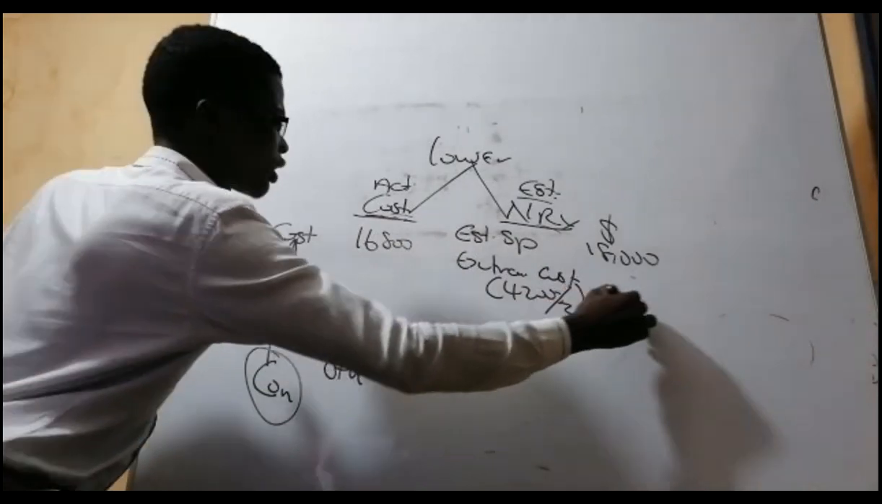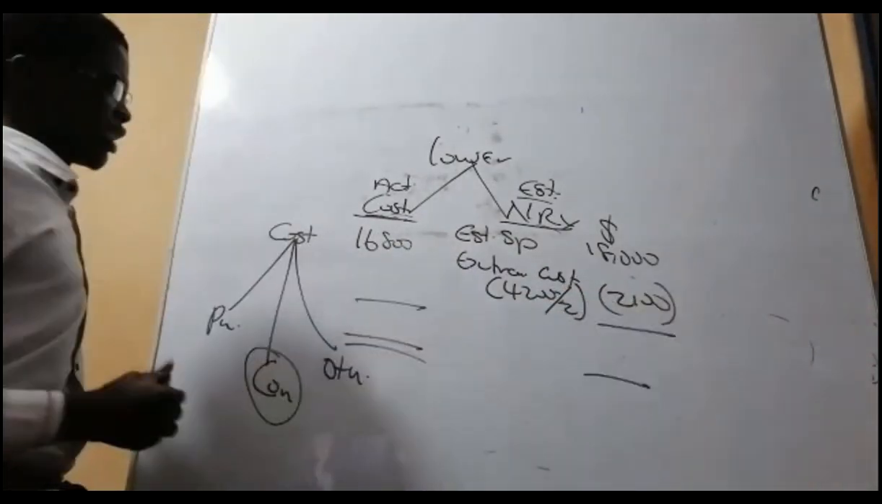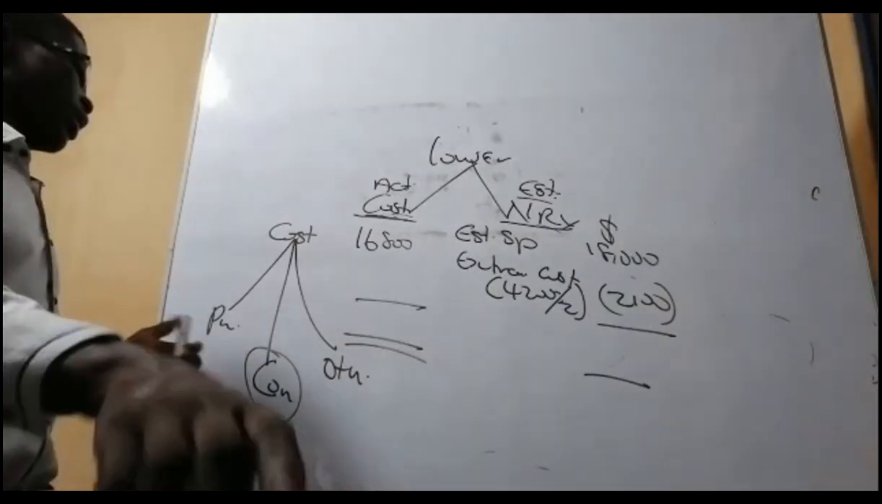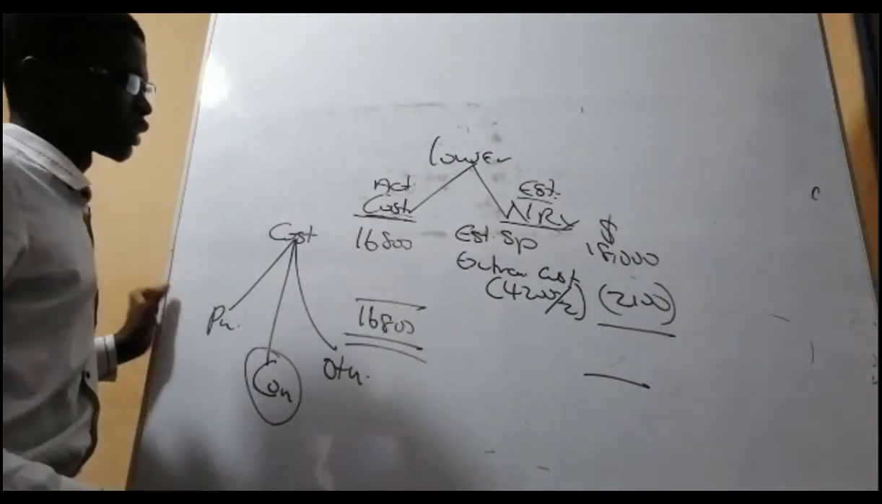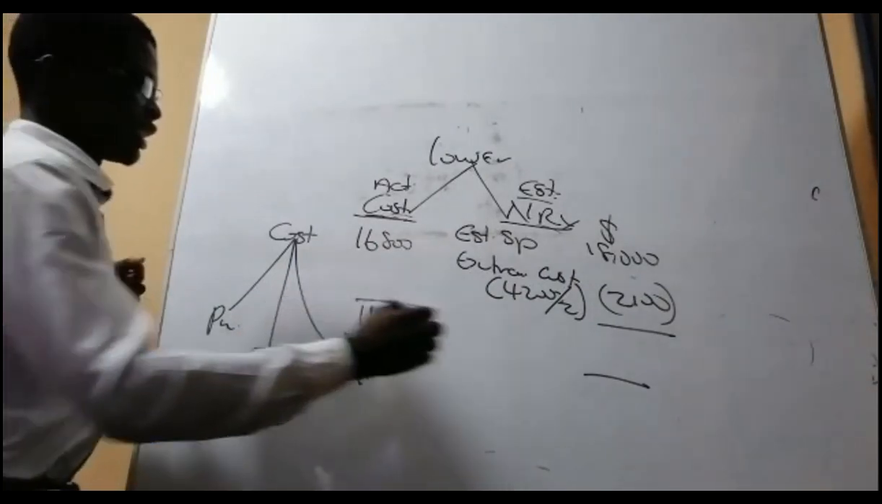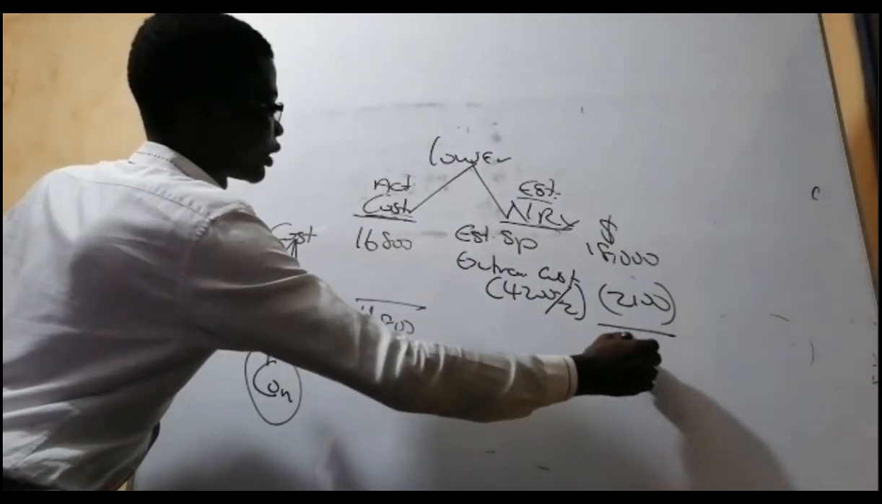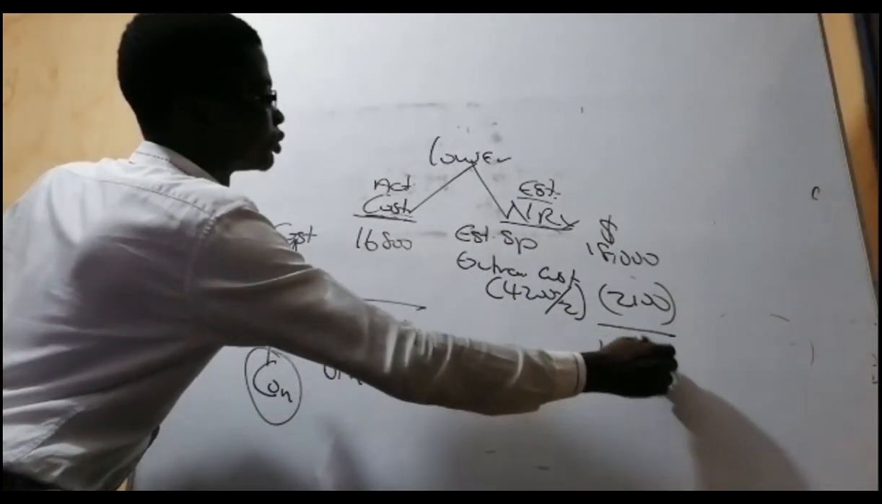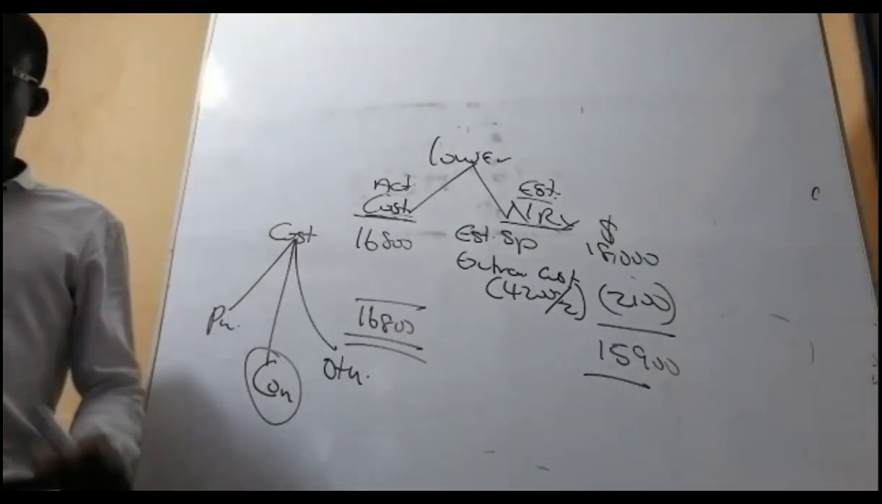So therefore, what is the total NRV? And then what is the cost? The cost is still 16,800. NRV is what? 15,900. So that is it. Good. So now you get it right.